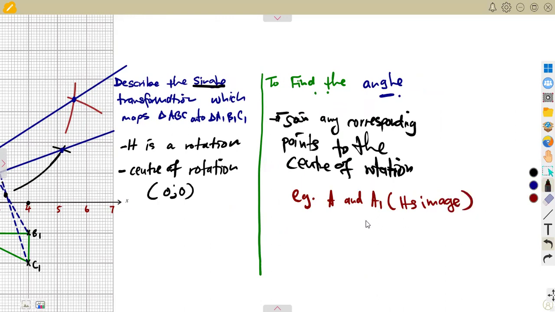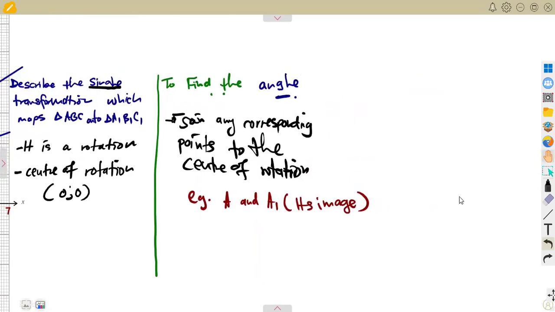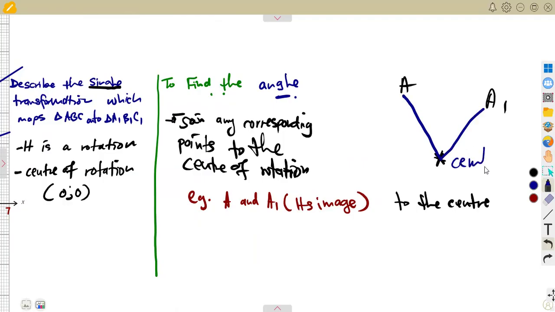All right, to the center. Okay, to the center. So you join, if this is A and this is A1, and maybe the center is here. So you join from A to the center, A1 to the center. The center of what? The center of rotation. Then you can measure the angle that is between these two. That is how you can take it.